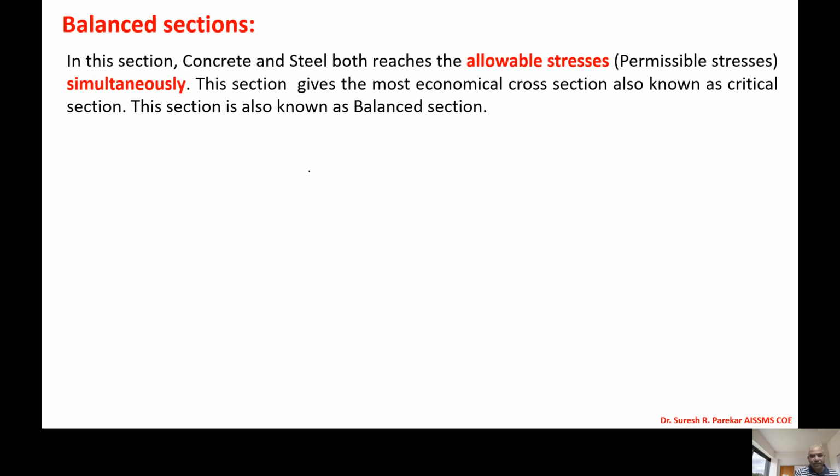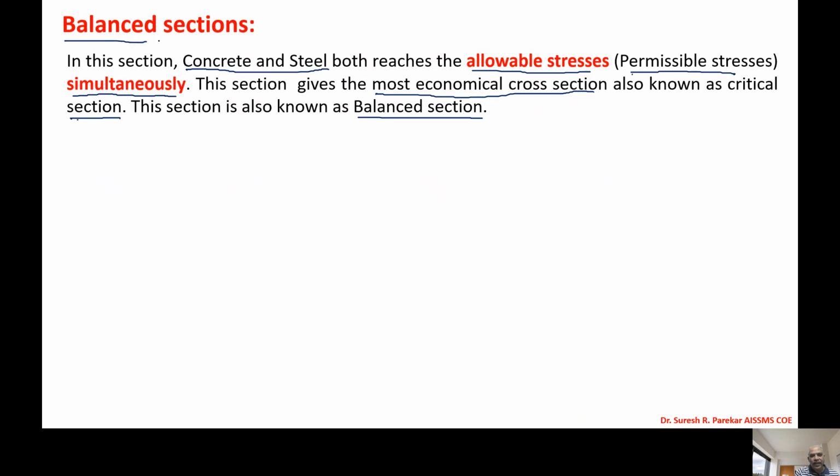Now we will see the balanced section. In this type of section, concrete and steel both reach the allowable stress. Allowable stress means permissible stresses simultaneously. Concrete and steel both are going to reach permissible stresses simultaneously, and this section gives the most economical cross section and is also known as the critical section. This section is also known as the balanced section.